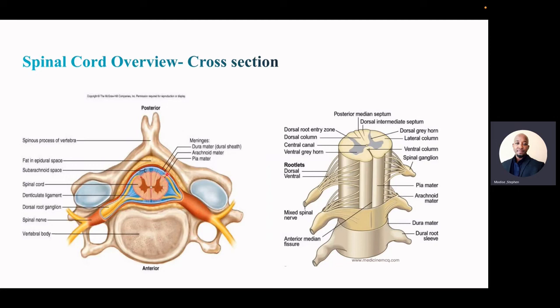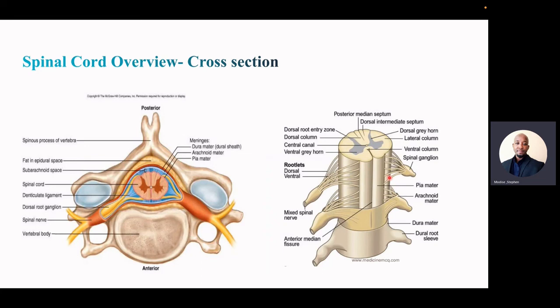We can see some nerves coming in dorsally and some ventrally. Now, as a rule of thumb, most of the information coming in dorsally is going to be sensory information, and information leaving ventrally is going to be motor innervation or efferent innervation to muscles and glands.